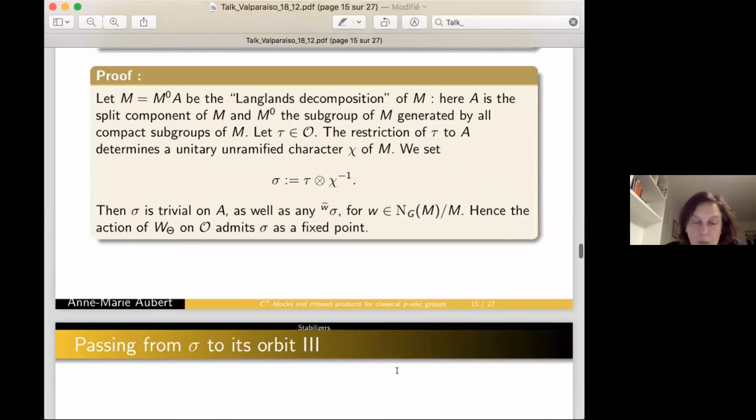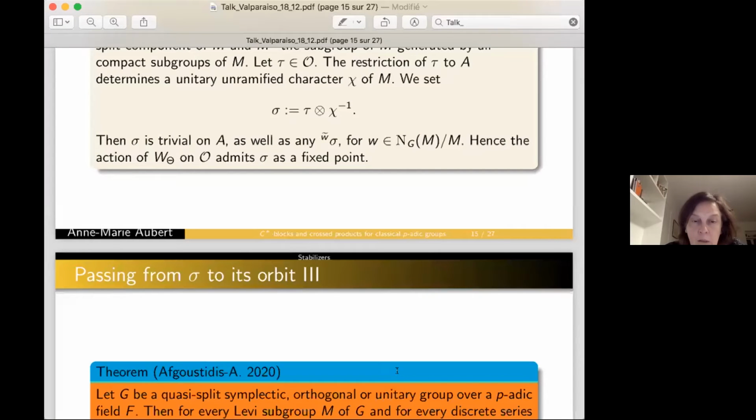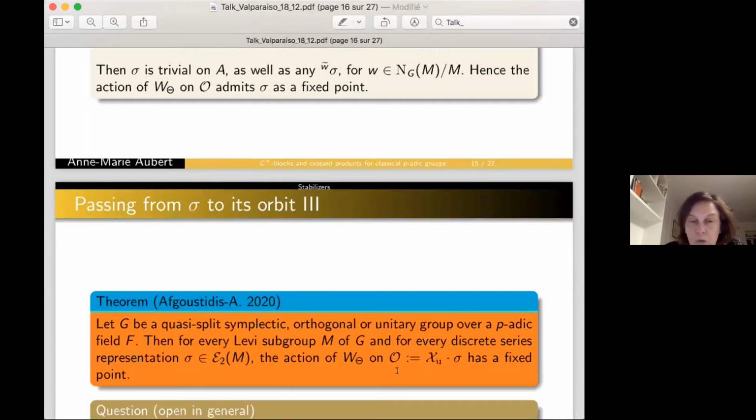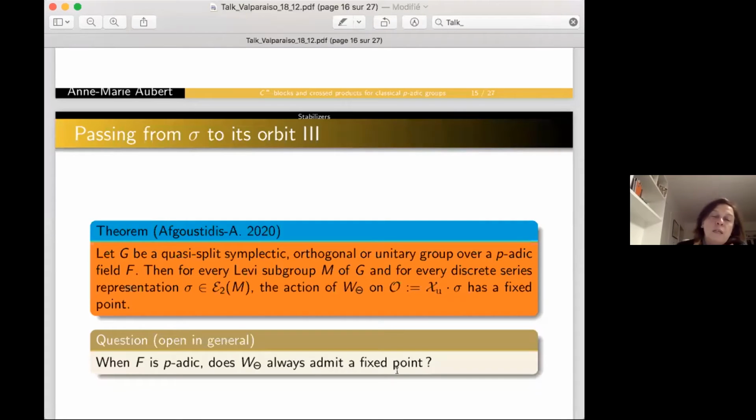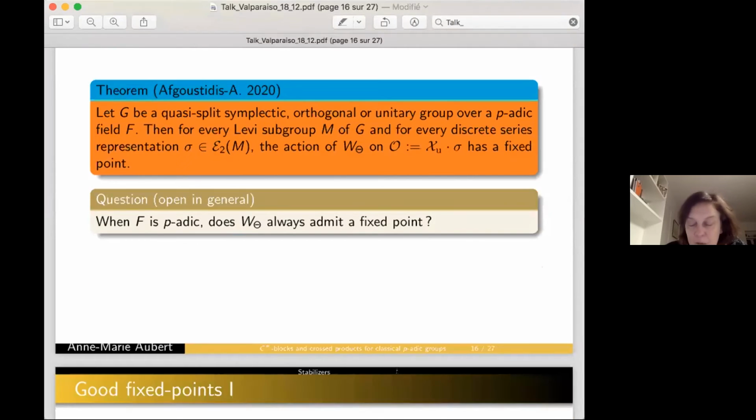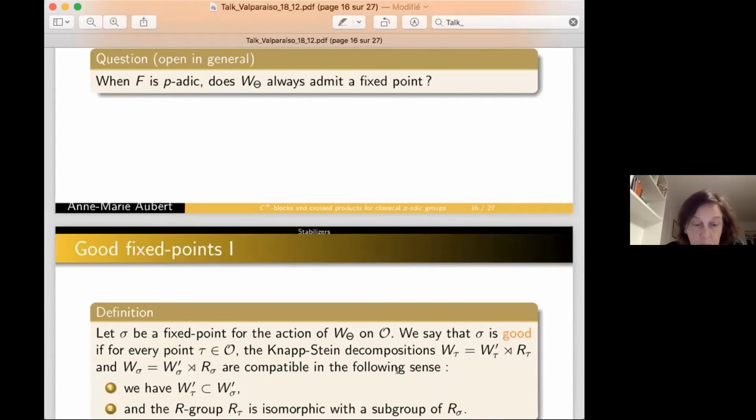And what is the situation for p-adic groups? In general, we do not know. We do not have a counterexample, but we do not have a proof that this assumption is always satisfied. But we manage to prove it in the case where G is a symplectic group, or a quasi-split special orthogonal or quasi-split unitary group. So we hope that it is always the case. But this is not enough.